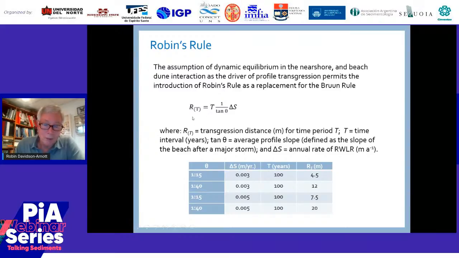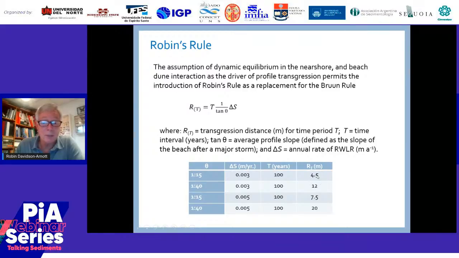If we use Robin's rule, then we can look at a couple of examples of the retreat rate that would be predicted. So if we assume a sea level rise of 0.003 meters per year, that is 30 centimeters a century, and we do that for 100 years, then if the storm beach slope is 1 to 15, the shoreline would retreat a distance of 4.5 meters in those 100 years. If we have a more gentle storm beach slope, with the same increase in sea level, then the recession distance would be 12 meters.